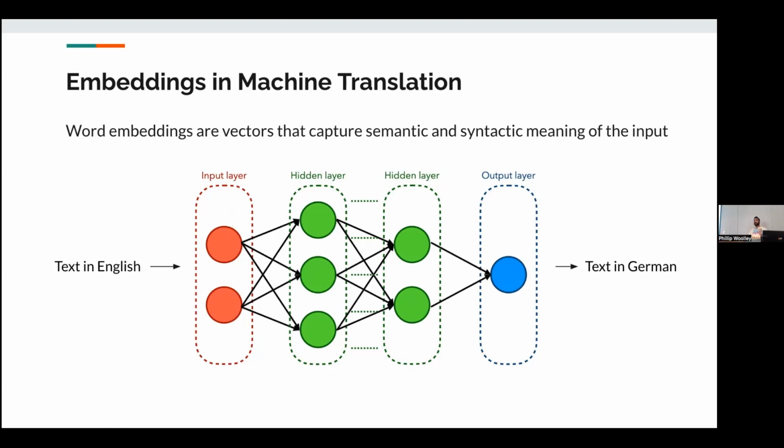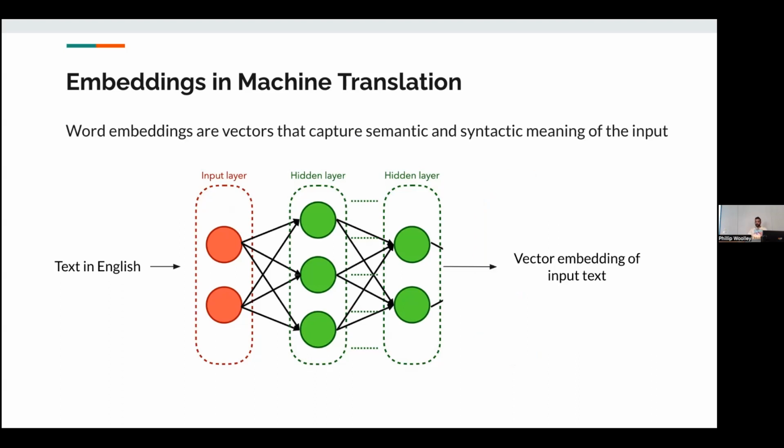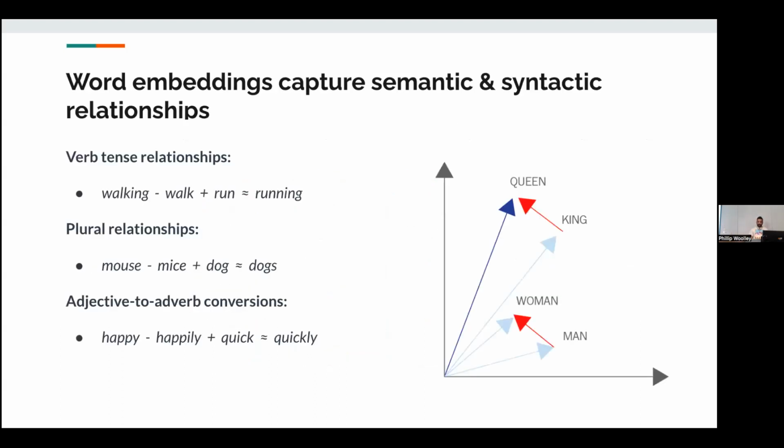So how do you get that word embedding vector? Instead of making a prediction, you can cut the model before the last few layers and take the output, and that output would represent the vector that has learned things about the syntactic and semantic relationships in the English language. So to illustrate, how do they capture these relationships?